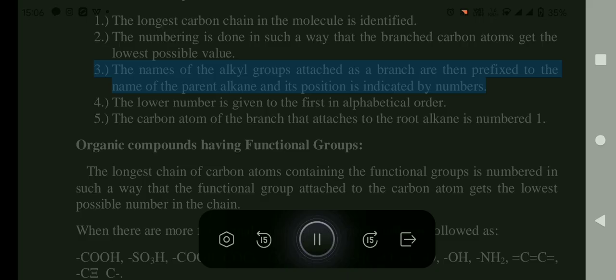3. The names of the alkyl groups attached as a branch are then prefixed to the name of the parent alkane, and its position is indicated by numbers. 4. The lower number is given to the first in alphabetical order. 5. The carbon atom of the branch that attaches to the root alkane is numbered 1.